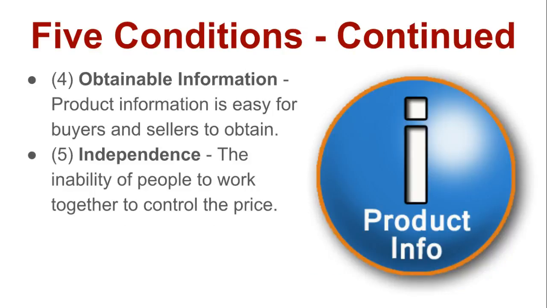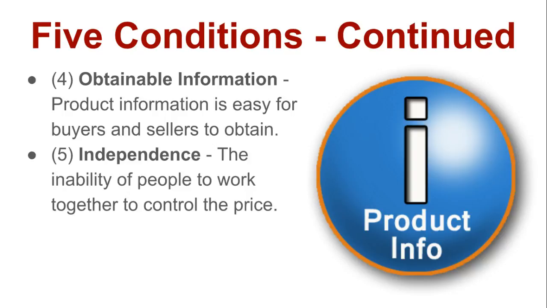All right, 5 conditions continued. We've got our fourth point. We need to have easily obtainable information. Product information has to be really easy for buyers and sellers to get. This helps sellers know exactly what it is that they're buying and be as informed as possible. The buyers need to have access to this information because it helps them to tweak and adjust their products and to have full knowledge of what their competitors are doing.